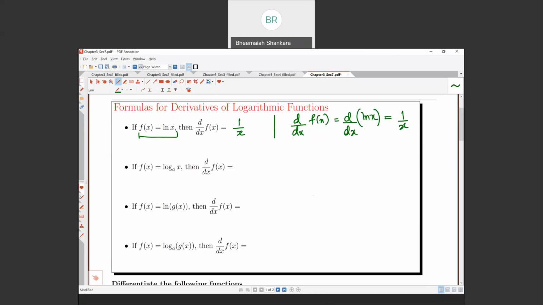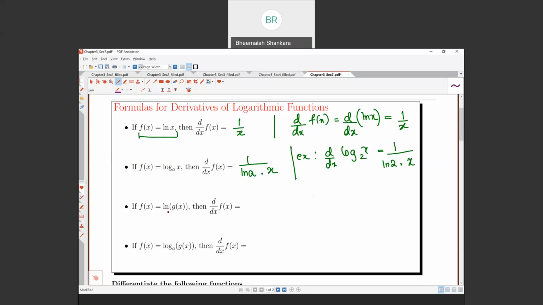over x. If the function is log x to the base a, but we have a base now, so the derivative of the function will be 1 over ln a times x. So for example, suppose we are doing the derivative of log x to the base 2, your answer will be 1 over ln 2 times x. Next is the derivative of natural log of g of x.